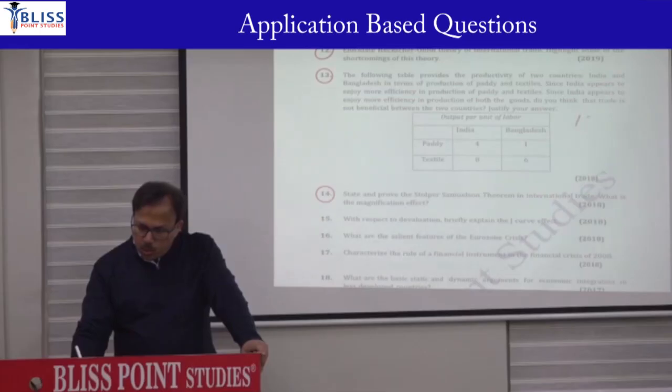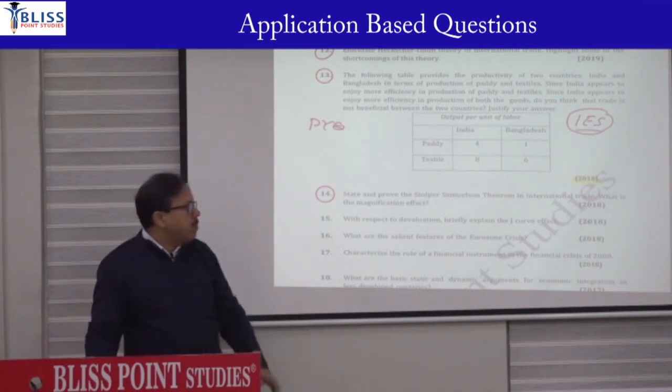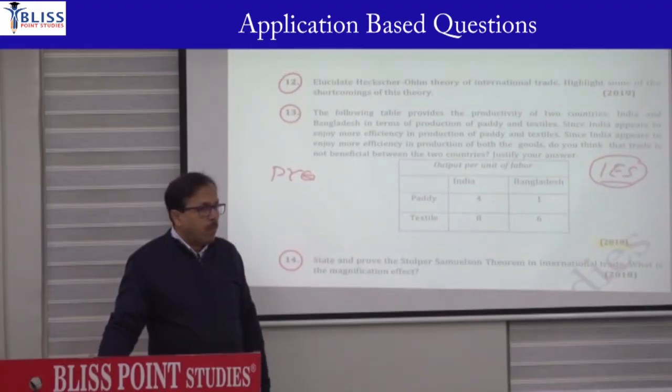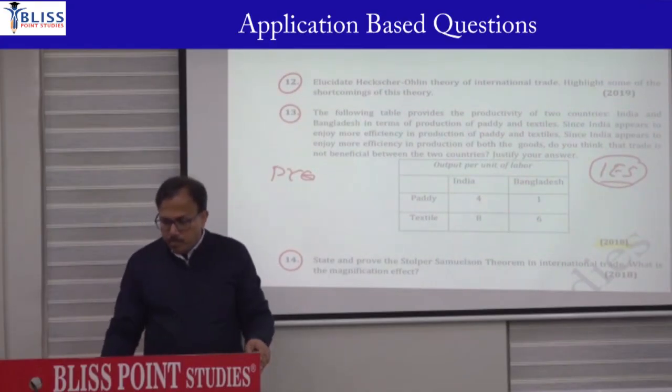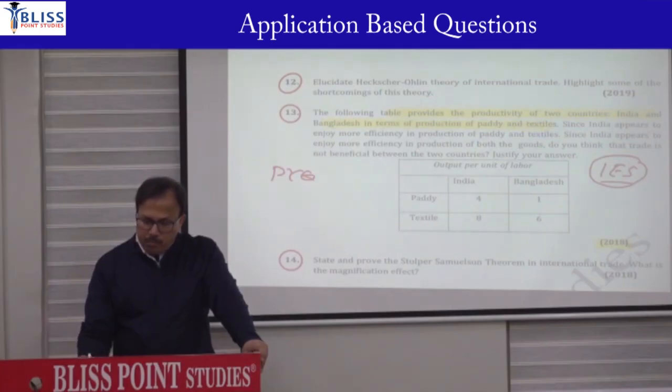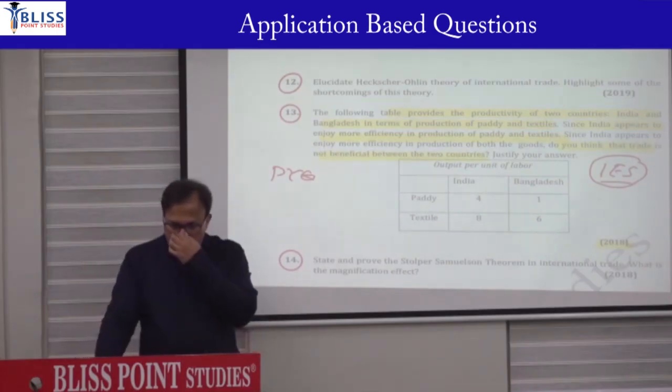This is a question in IES. ठीक है, दूसरा past year question कर लीजिए. This is for economic service 2018. Read that question. The following table provides productivity of two countries, India and Bangladesh, in terms of production of paddy and textile. Since India appears to enjoy more efficiency in the production of paddy and textile, do you think that trade is not beneficial between two countries? What is the information given here?